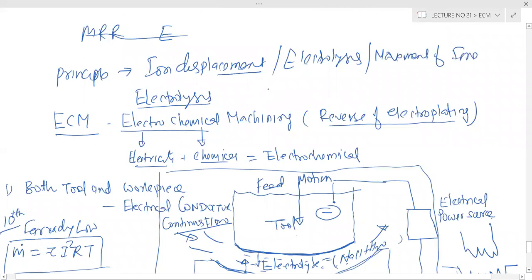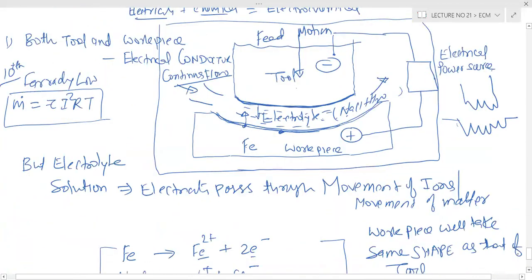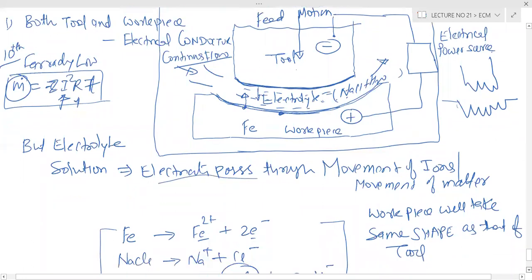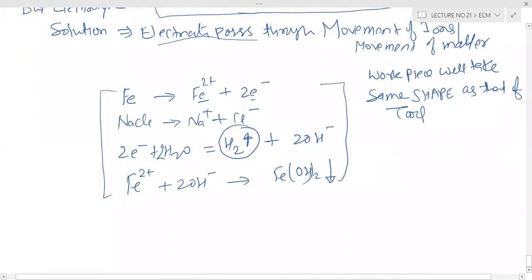And you need an electrolyte, and the tool and workpiece must be conductors of electricity, right? The mass of material moved by the ions will depend on the current, the resistance and the time, along with the Faraday constant. So electricity passes through the movement of ions. We understood this is the basic principle.